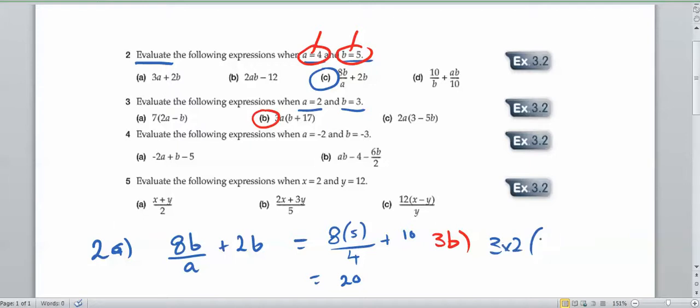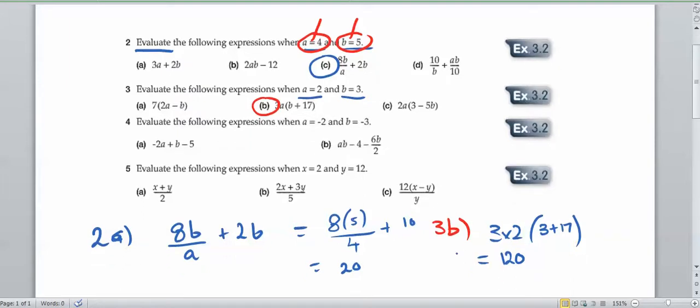Open the brackets. We've got 3 plus 17. So that's what we've got. 3 times 2 is 6. 20 times 6 is 120. We're done there because we actually found our number of what this equation is equal to. Now, just bearing in mind though that A and B, they really can be anything. They're variables.